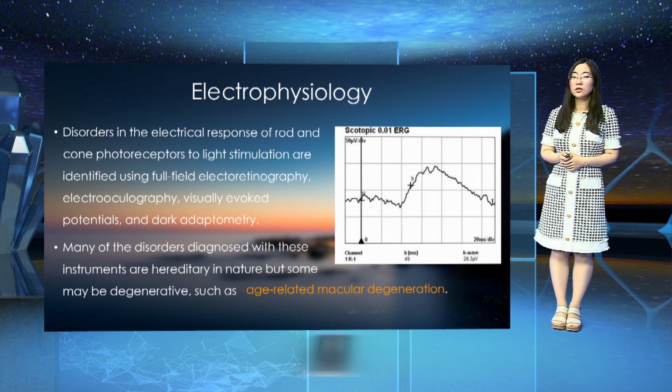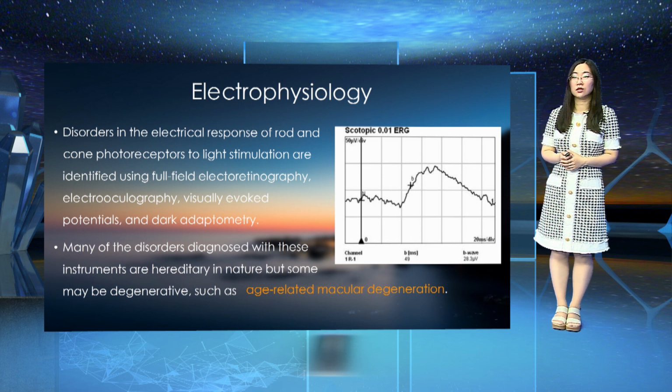Electrophysiology. Disorders in the electric response of rod and cone photoreceptors to light stimulation are identified using full-field electroretinography, electro-oculography, visually evoked potentials, and dark adaptometry. Many of the disorders diagnosed with these instruments are hereditary in nature, but some may be degenerative, such as age-related macular degeneration.